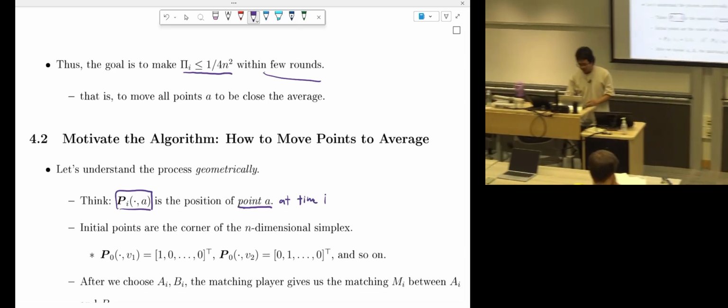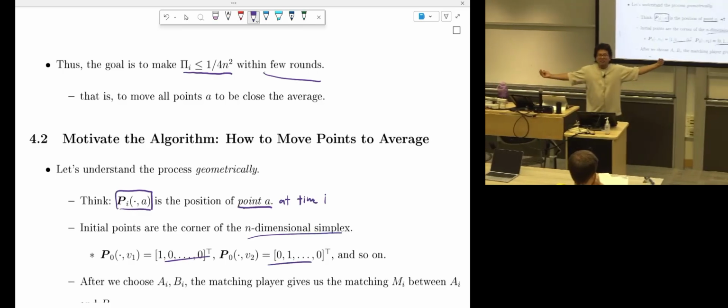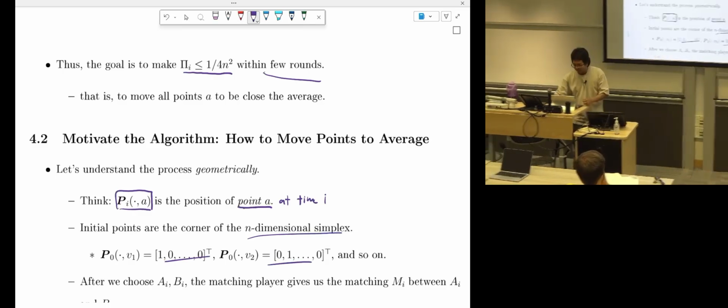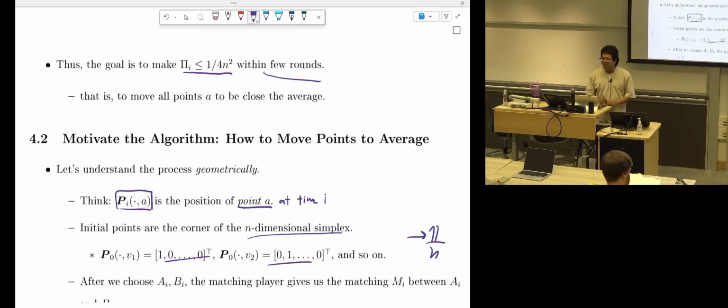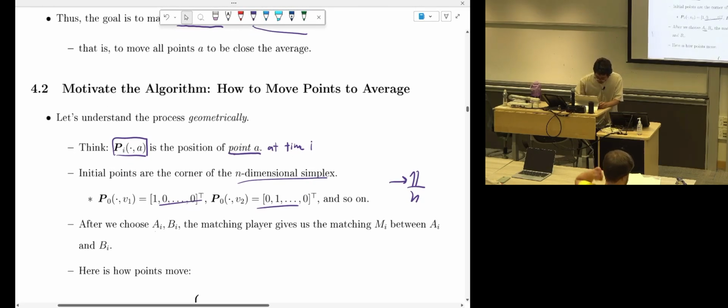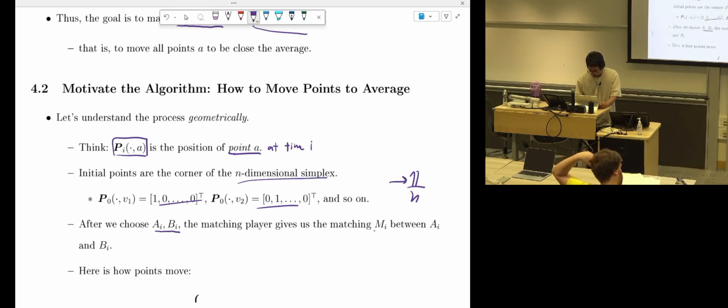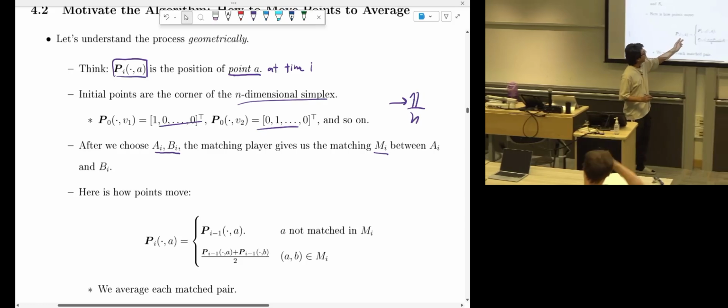But you don't need to know the word. It's just this thing. And we want to move all of them to be close to the all-1/n vector. We want to move them to this thing. And you see that after we choose A_i and B_i, the matching player will return us some matching M_i.